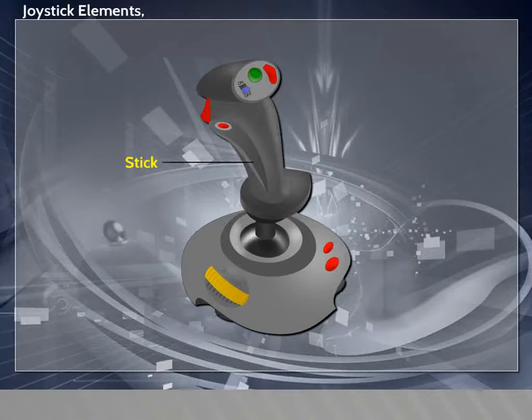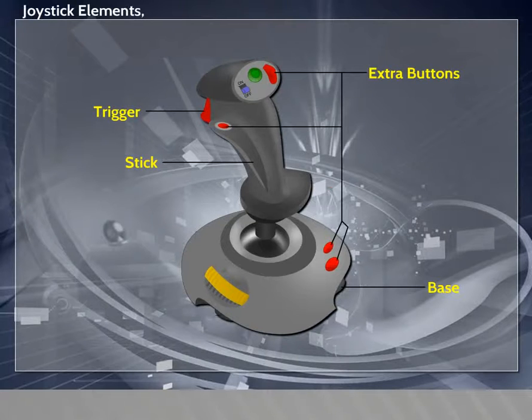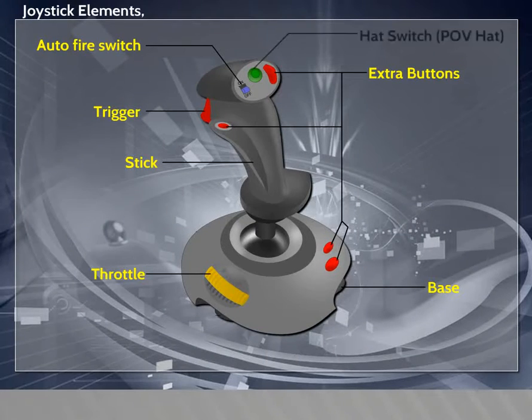Joystick elements: stick, base, trigger, extra buttons, auto fire switch, throttle, hat switch, that is POV hat, suction cup.